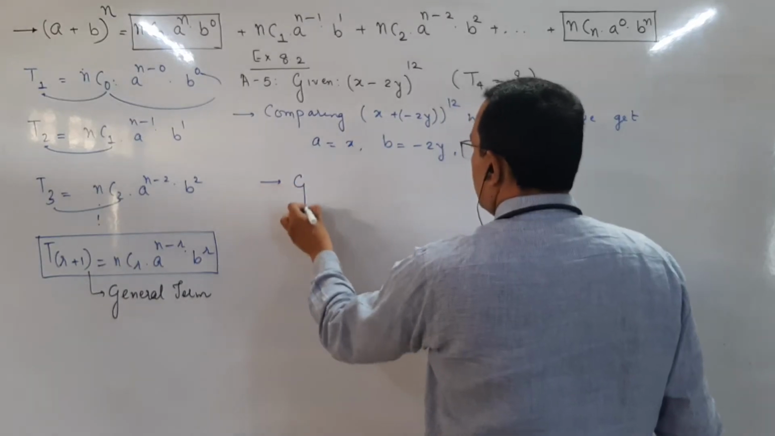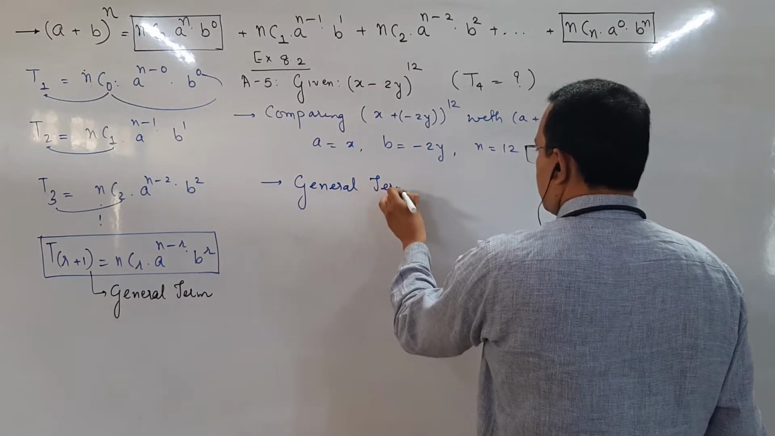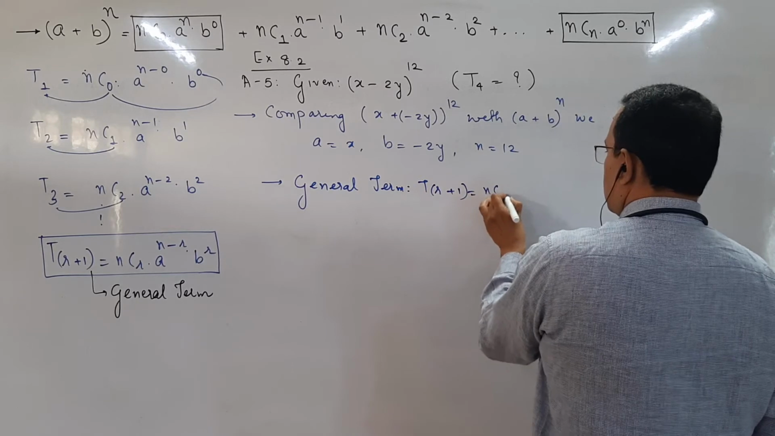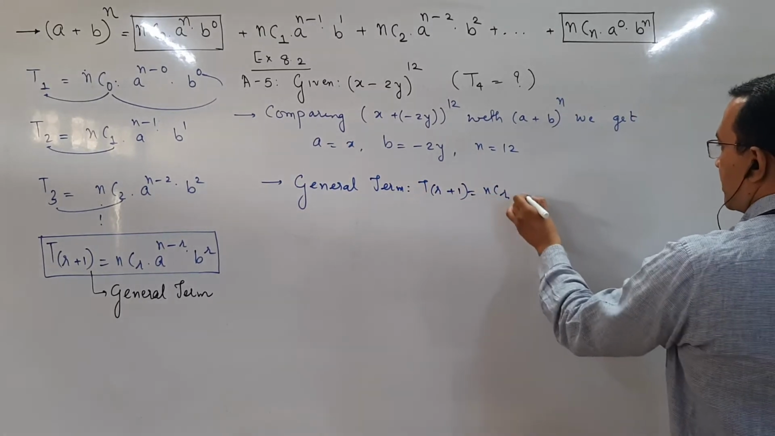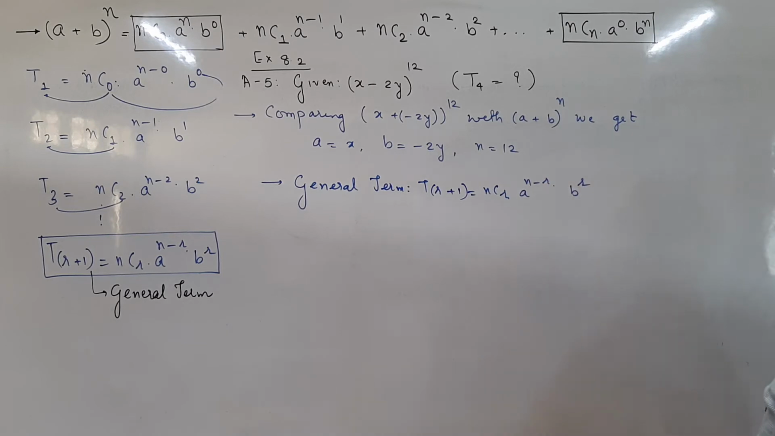Now students, the general term in the expansion is T r plus 1 is equal to n C r, a raised to n minus r, b raised to r.